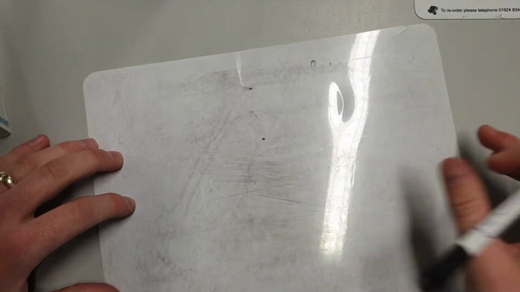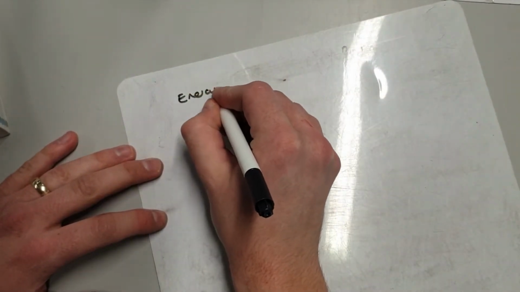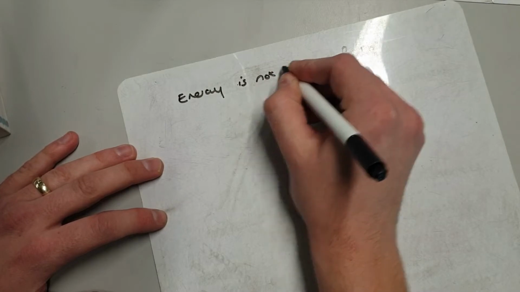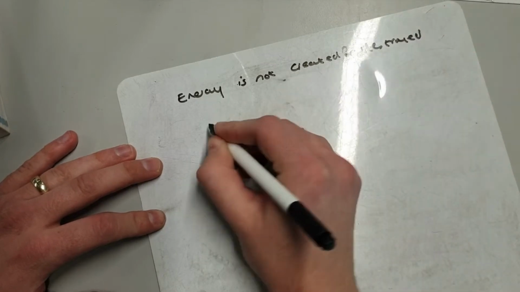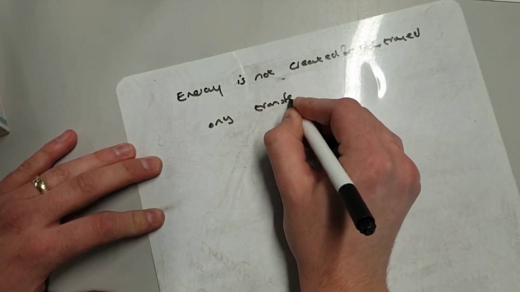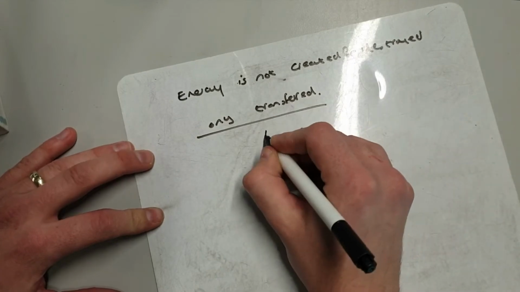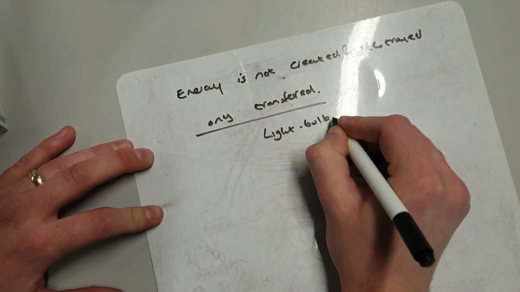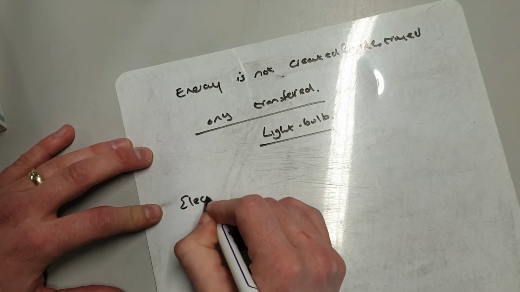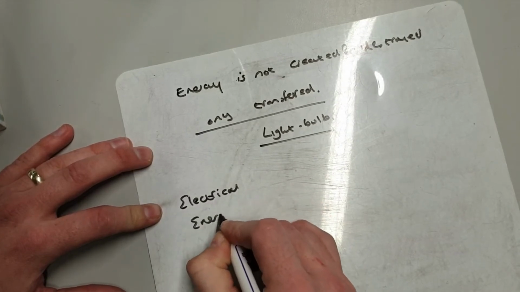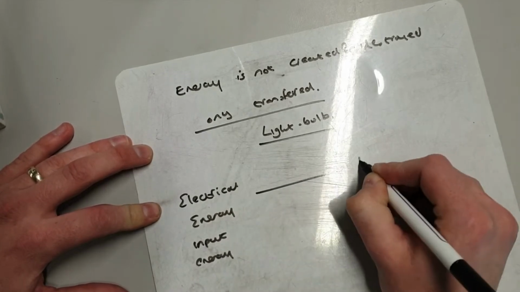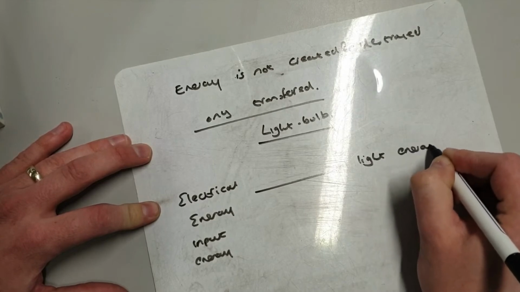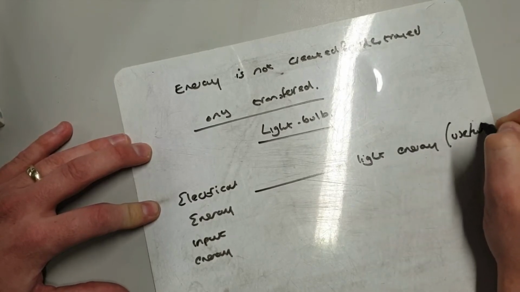Now the next thing that you need to know is how energies transfer from one thing to the next. A really key principle in science is that energy is not created or destroyed, it's only transferred from one form to the next. So for example, if we pick a light bulb. Light bulbs work because you have electrical energy, and we would call this the input energy, and it is transferred to light energy. This is called the useful energy.